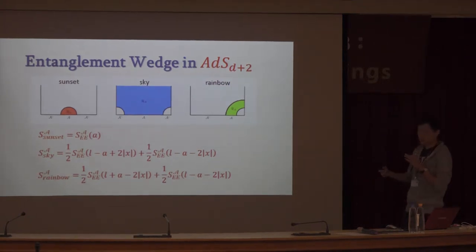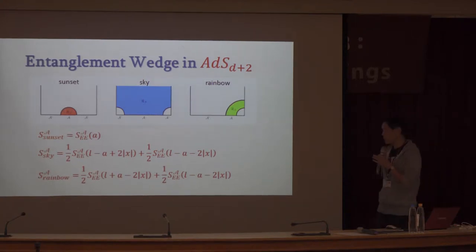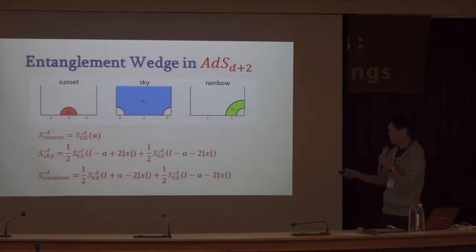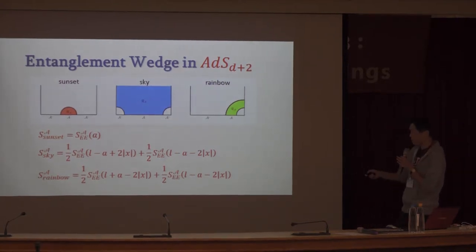So that means right now, if we have the boundary, two new phases come out. And you can calculate the entanglement entropy. The photon phase is just the one, but for the sky phase and the rainbow phase, because we have a different minimum surface, we have to rearrange things to get this.